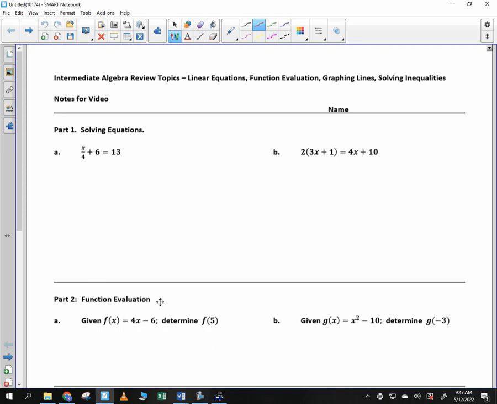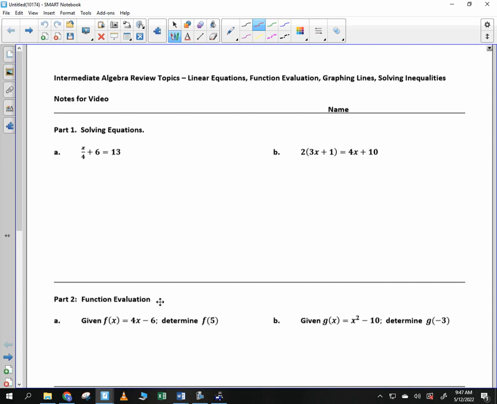Okay, intermediate algebra, this is an opportunity for you to review some of the most important skills that you've learned over the course of the year. These are linear topics, meaning x to the first power for the most part. We'll be solving equations, function evaluation, graphing lines, and solving inequalities. These notes should help you be able to work through your assignment.